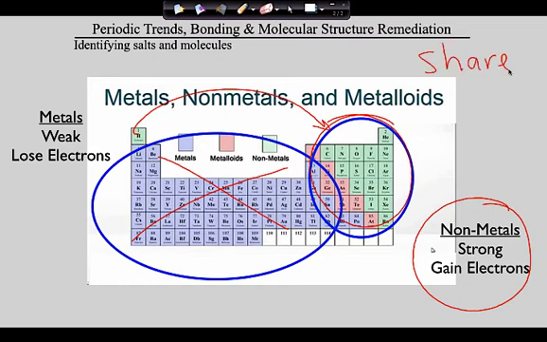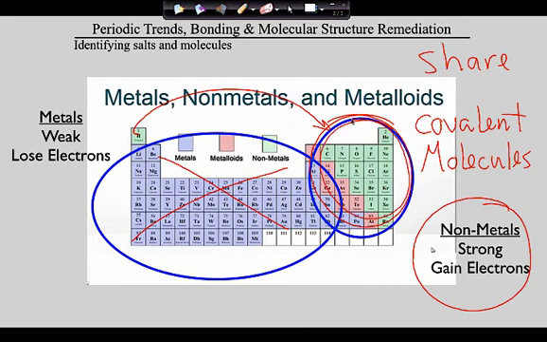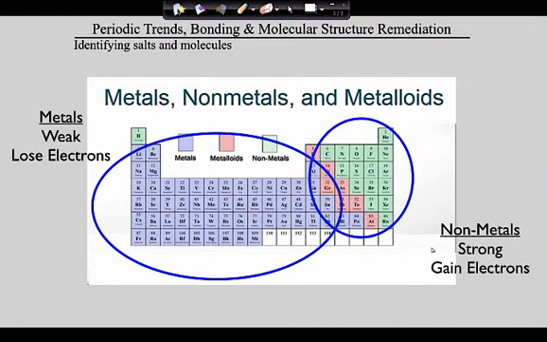When these atoms share, they form a different type of bond called a covalent bond, and these covalent bonds lead to what we call molecules. So anytime we have two nonmetals bonding together, these will share electrons and they will form covalent bonds and molecules. So from all this information, what you need to be able to do is, given any compound, determine if that is a salt or a molecule.